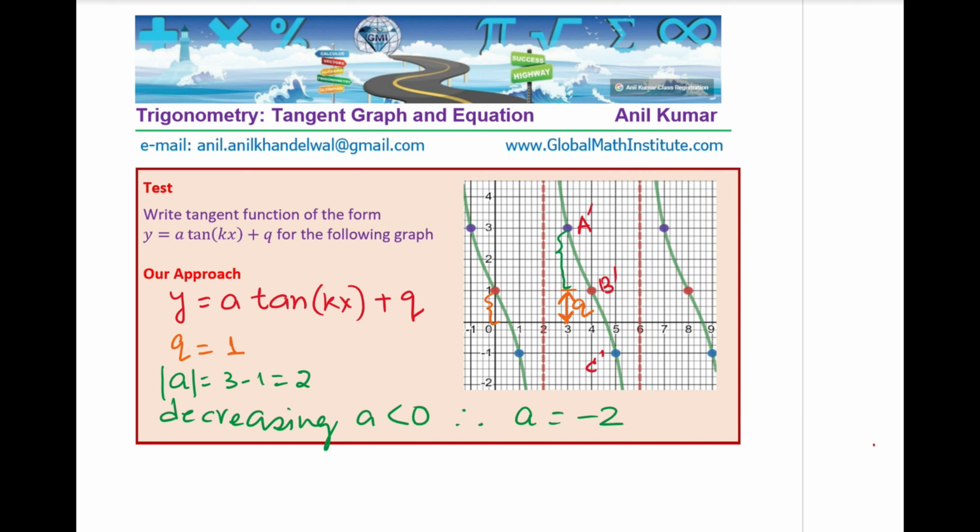So easy, right? Now let's find the time period. For the time period t, we need to check the distance between the vertical asymptotes. So we see the values are 6 and 2. So t is 6 minus 2, which is 4 in this particular case. Since t is 4, we can clearly write the value of k as pi by 4. So you see how easily we get all the parameters written here.